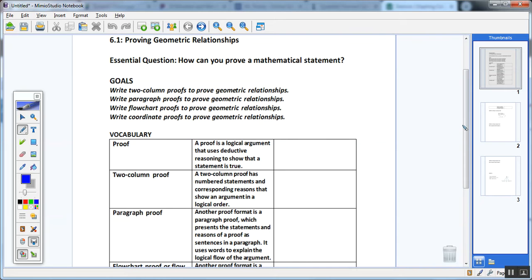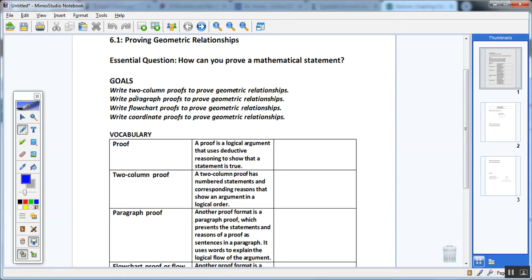Proving geometric relationships. Essential question: how can you prove a mathematical statement? We're going to look at some ways of proving mathematical statements today, and I honestly think you're going to do really well with this. So let's get rolling on the goals to answer this question.